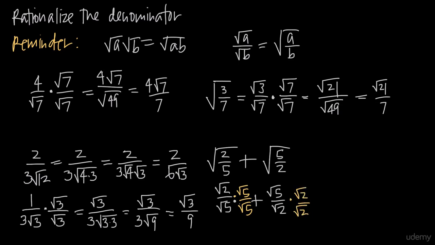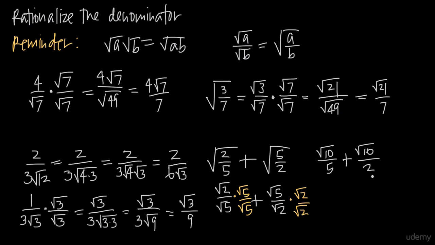And when we simplify here, in this first fraction, the square root of 2 times the square root of 5 will be the square root of 10. In the denominator, the square root of 5 times the square root of 5 will be the square root of 25, which we know is just 5. Then we're going to add that to root 5 times root 2 is root 10, and in the denominator, root 2 times root 2 would be the square root of 4, which we know is 2, so we get 2 here.